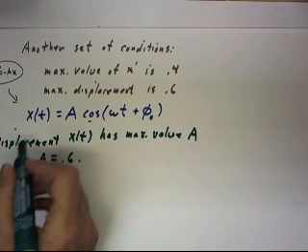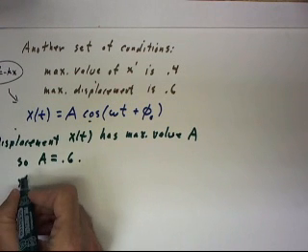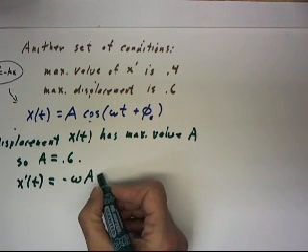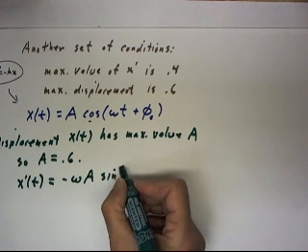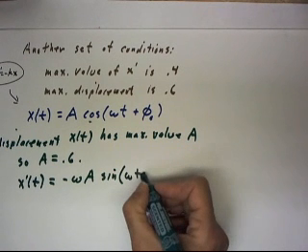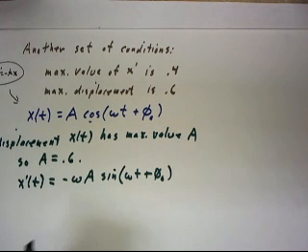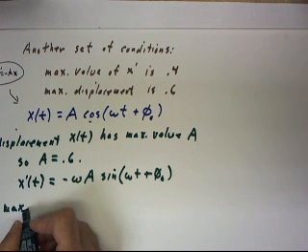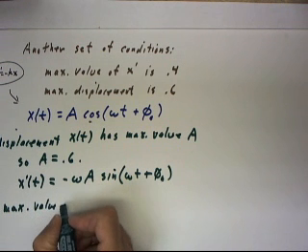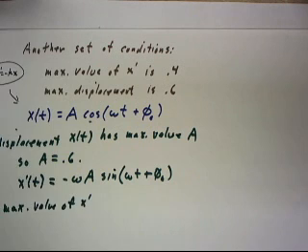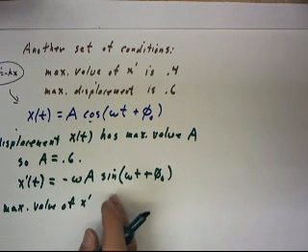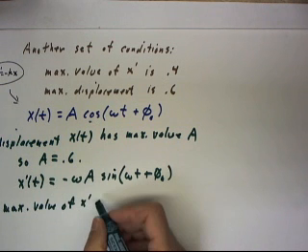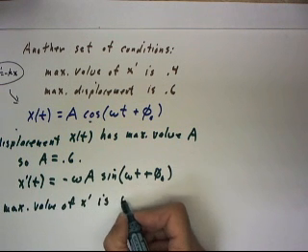Now, the velocity, x prime. x prime of t equals what? Well, the derivative of a cosine of omega t plus phi naught is negative omega sine of omega t plus phi naught. And the maximum value of x prime occurs when the sine takes the value -1, giving us maximum value omega a.